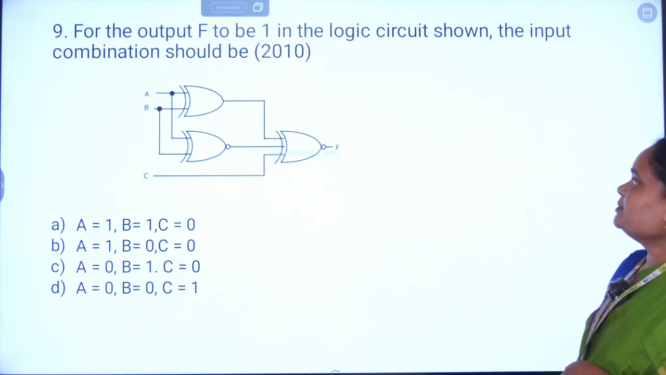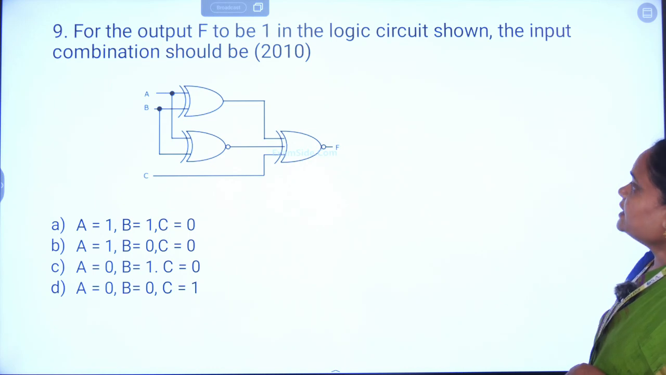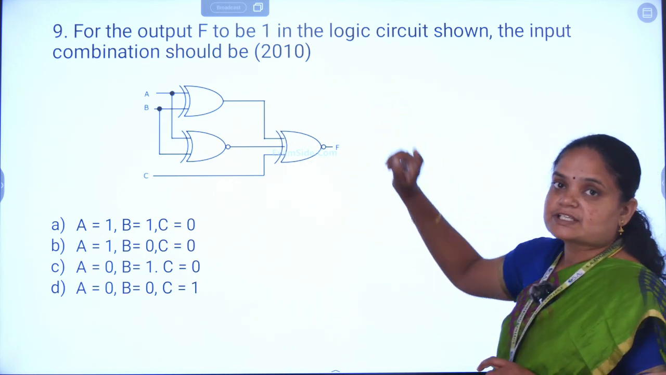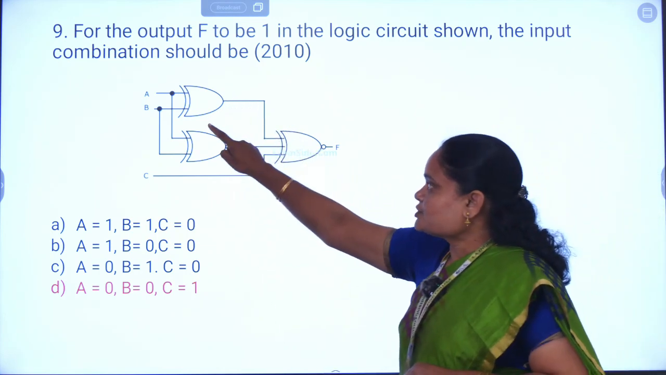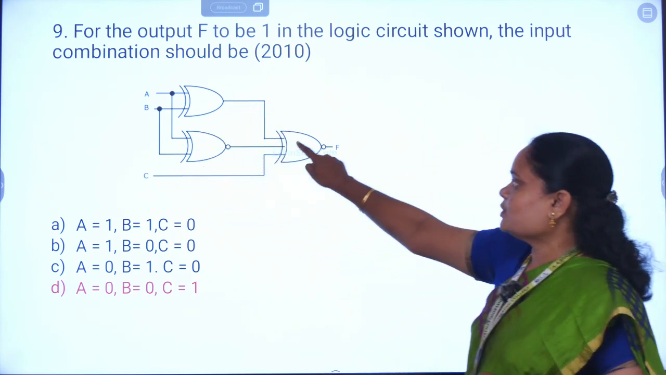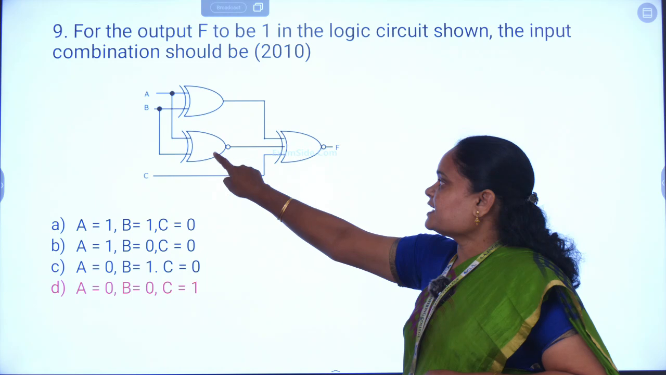For the output F to be 1 in the logic circuit shown, the input combination should be, this question was asked in 2010. So the answer is A is equal to 0, B is equal to 0, C is equal to 1. So this is an XOR gate, XNOR gate.